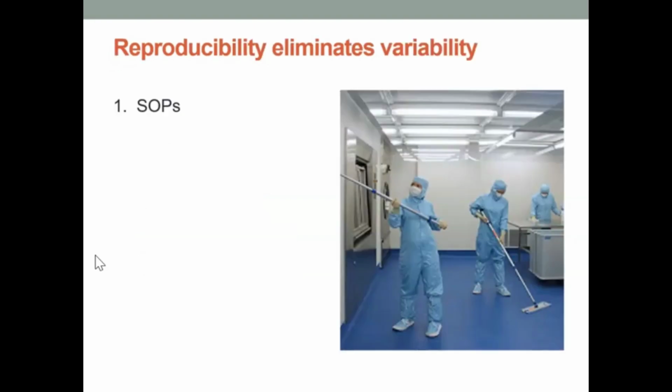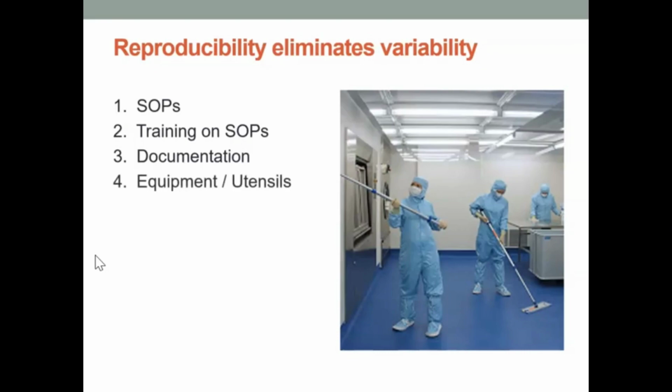Reproducibility eliminates variability, and that's what we're aiming for in a GMP environment. The ways that we do that is to have good, strong SOPs in place. We need to make sure that people are trained on the SOPs. We need to have good, strong documentation practices in place. Our cleaning labels need to be robust, and all the documents associated with cleaning also.